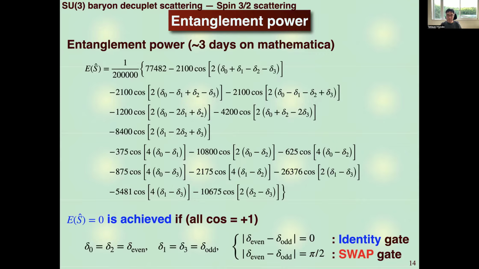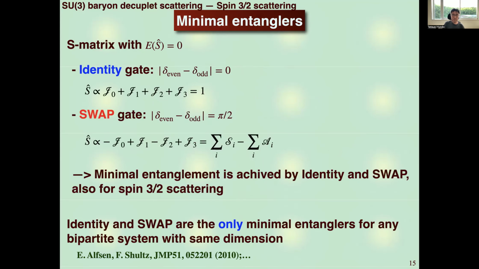And the relation between even and odd is given by 2 possibilities again, where the even and the odd have no difference, which means that all 4 phase shifts are equal, and this corresponds to the identity gate, which I will explain in the next slide. And you can also have this half pi difference between even and odd, and this will correspond to the swap gate. So anyway, although the structure looks a bit complicated, the final result looks similar to the case of the nuclear force. Let's see whether this actually corresponds to the identity or swap.